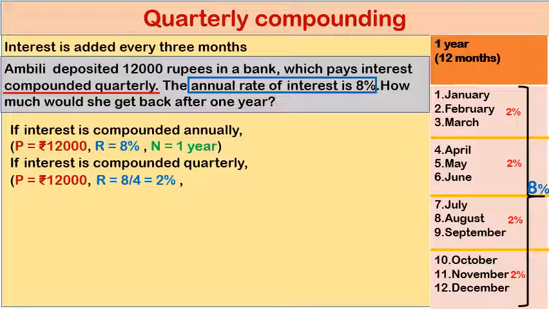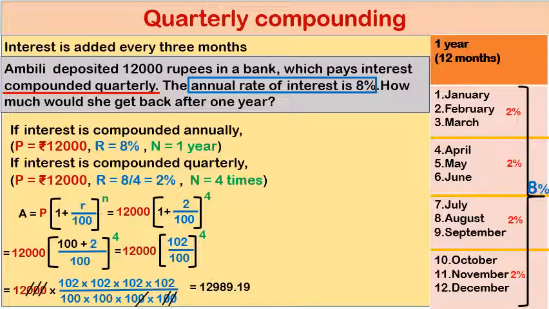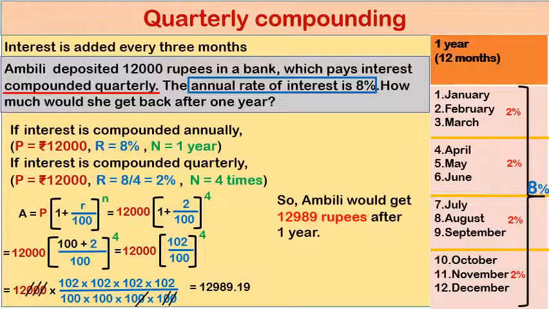And children, number of periods n means how many times interest is added. Here 2% interest is added 4 times. So let us write number of periods n equal to 4 times. Okay children? Then write the formula A equal to P into 1 plus R by 100 all raised to n. Substitute, we get 12,000 into 1 plus 2 by 100 all raised to 4. Then simplify, we will get amount A equal to 12,989.19. So we can say Ambali would get 12,989 rupees after 1 year.